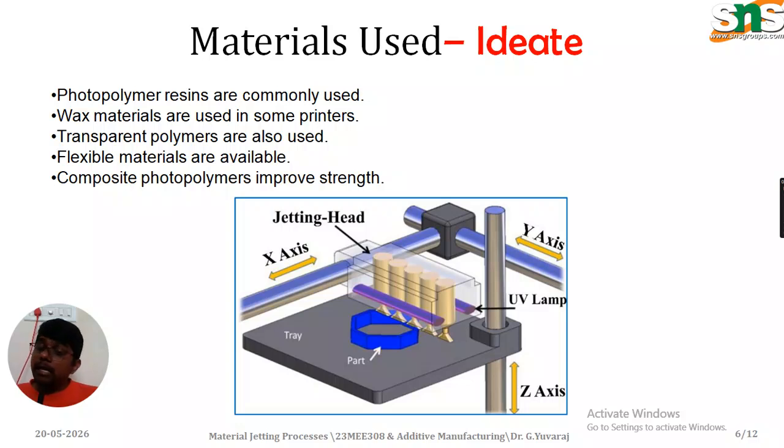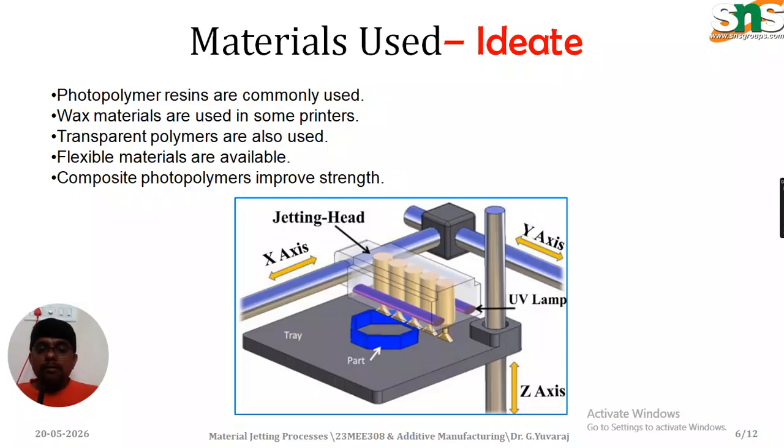It can be transformed into any form, and we can melt it and redo the component as per the required dimensions mentioned in the CAD model. Flexible materials are also available, but composite photopolymers are used to improve strength. That is the primary objective of this material usage.